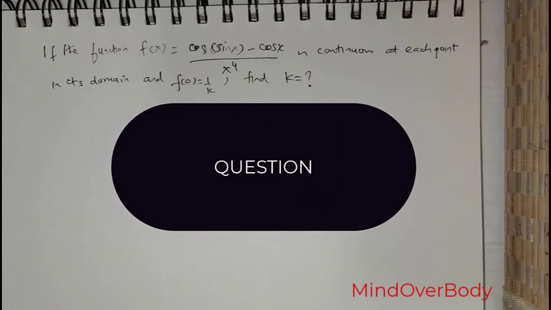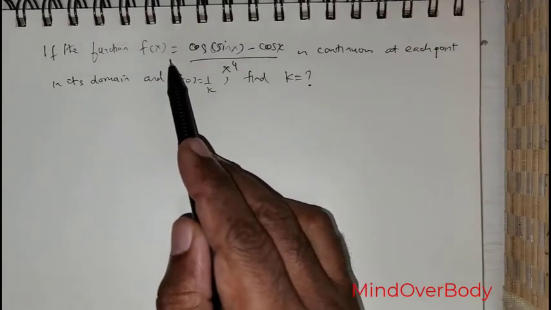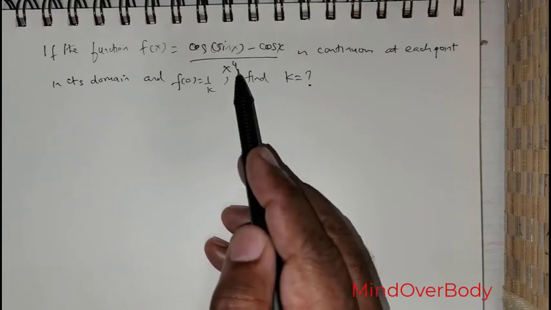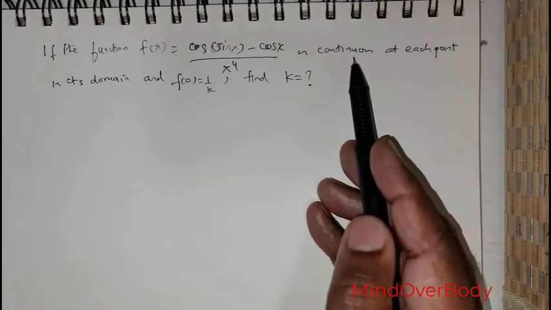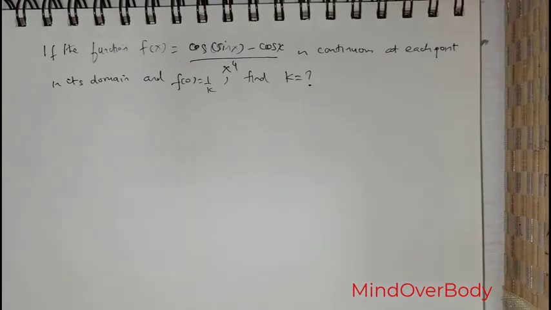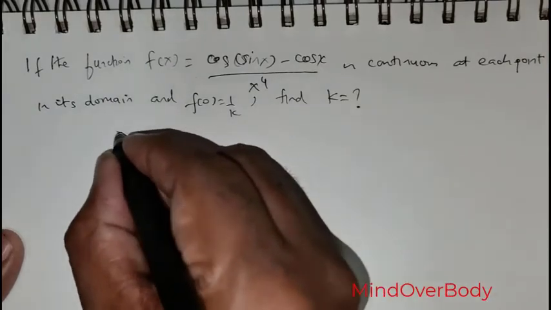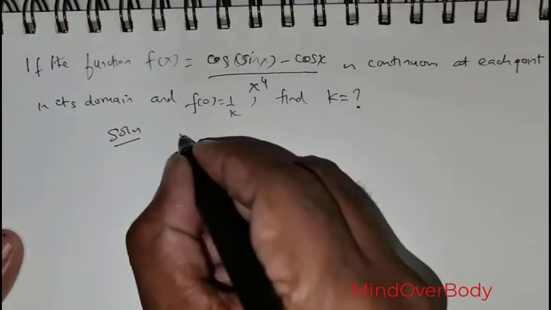Students, we are given this function f of x is equal to (cos of sin x minus cos x) divided by x raised to the power of 4, is given to be continuous at each point in its domain, and f of 0 is equal to 1 over k. We are expected to find the value of k. So the solution, I'm going to start off like this.